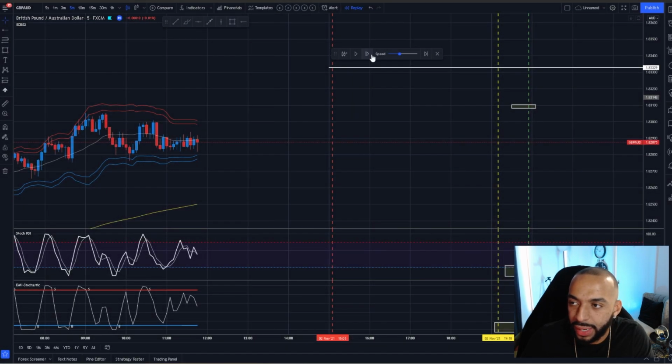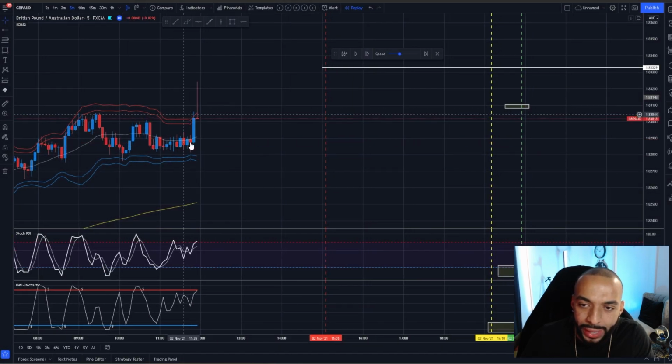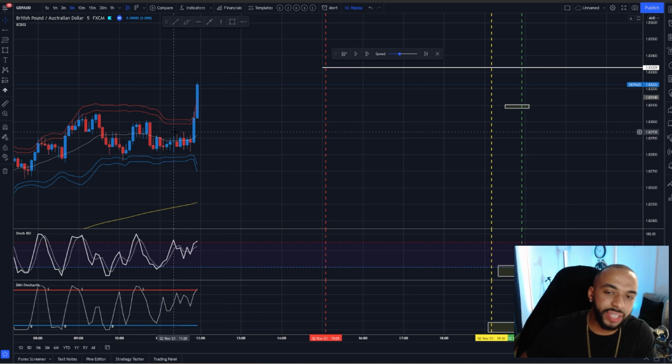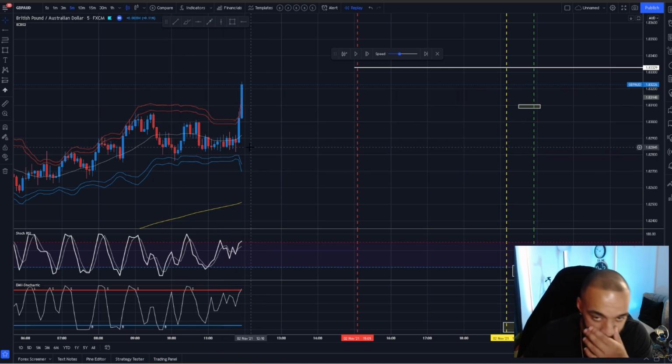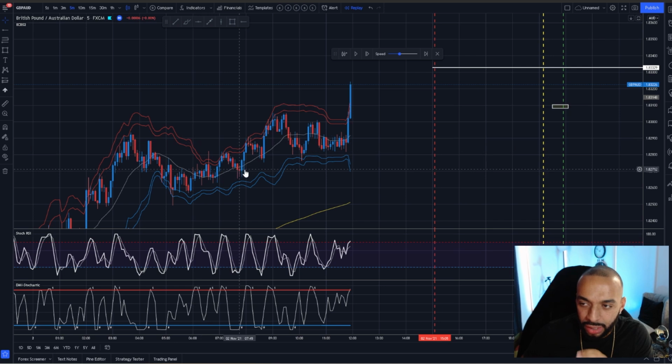So we got another potential here. Again, I wouldn't have taken this trade. Actually, I'll just tell you why. In binaries, we're looking for reversals, right? So when you have the Bollinger Bands this close to each other, that is huge consolidation. I don't trade this kind of market at all. I'm looking for the Bollinger Bands to be a little bit more separated.